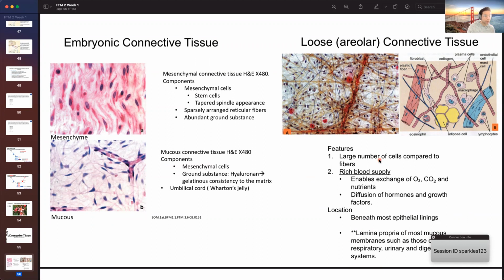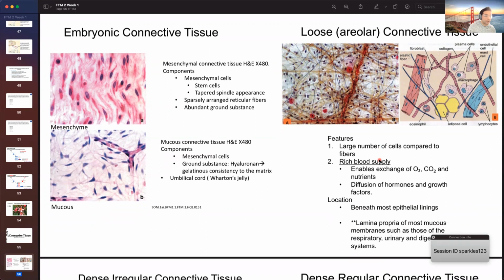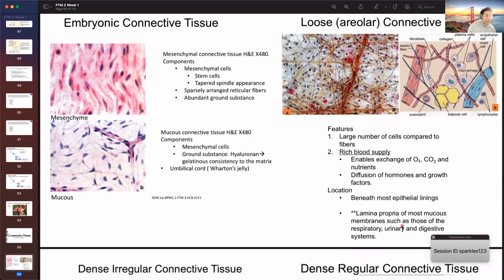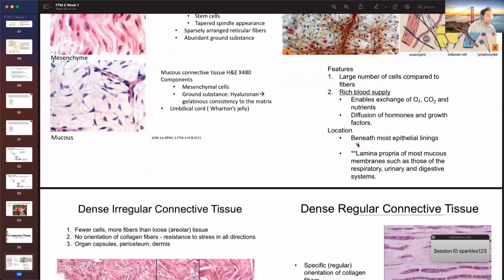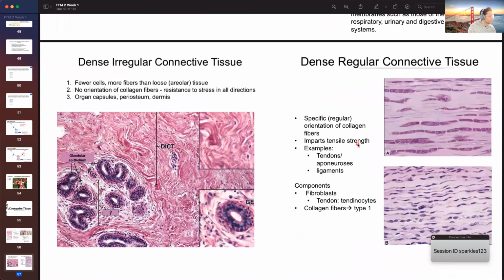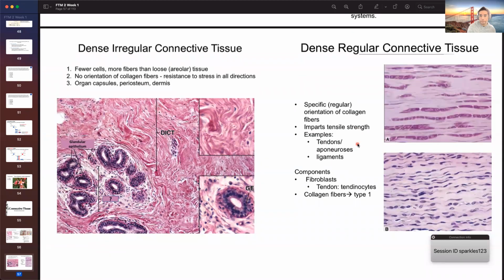Like you can constantly move around without taking too much wear and tear. Now, the lamina propria of most mucous membranes, such as those in the respiratory, urinary, and digestive system, is composed of loose areolar connective tissue. Okay, awesome. Now, dense irregular connective tissue.